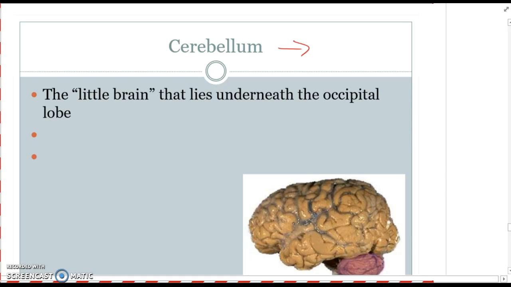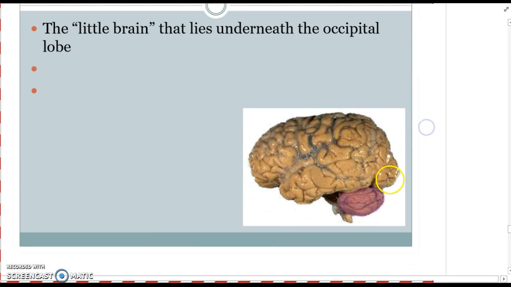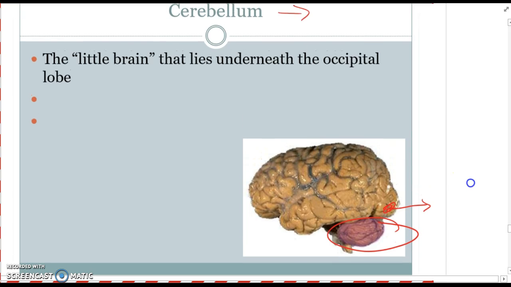Okay, when they say the little brain that lies underneath the occipital lobe, so remember the occipital lobe here, responsible for vision, is at the very back. So this right here is the cerebellum. And it's about the size of a baseball, which actually is pretty large if you think about it.